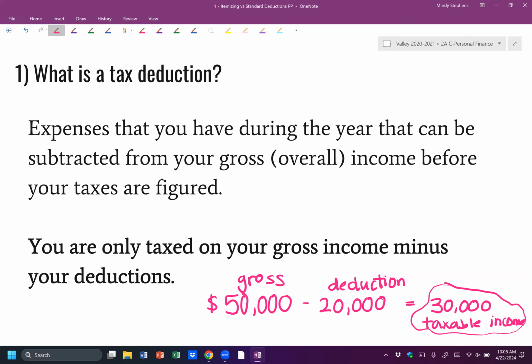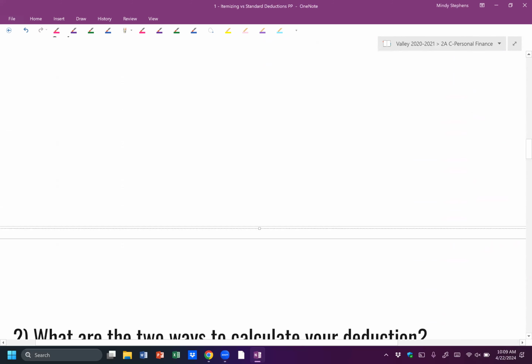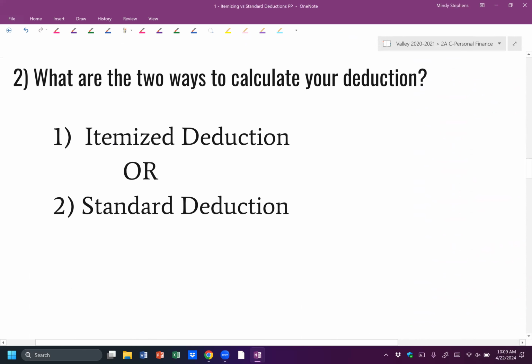Okay, so that's a tax deduction. That's what we're talking about today. What are our options? Number 2 says, what are the 2 ways to calculate your tax deduction? Write these 2 ways down. First is an itemized deduction. Second option is a standard deduction. You will choose one or the other. And we're going to talk about how we choose which one we're going to use. So write down itemized deduction or standard deduction. This is number 2. Write this on your paper.